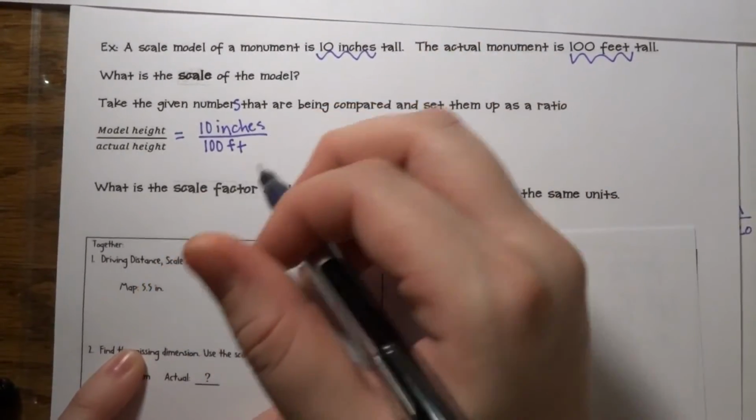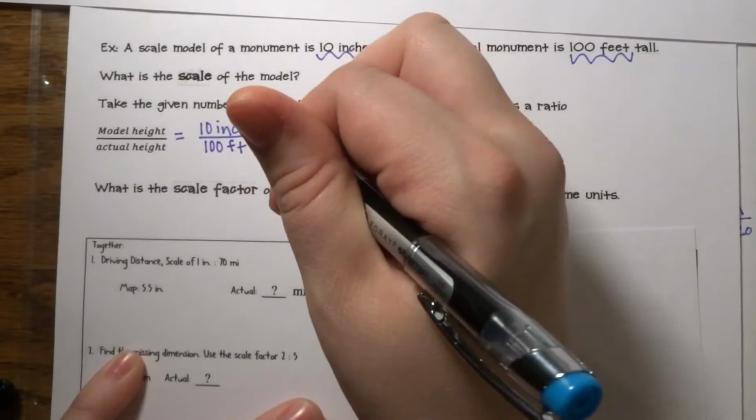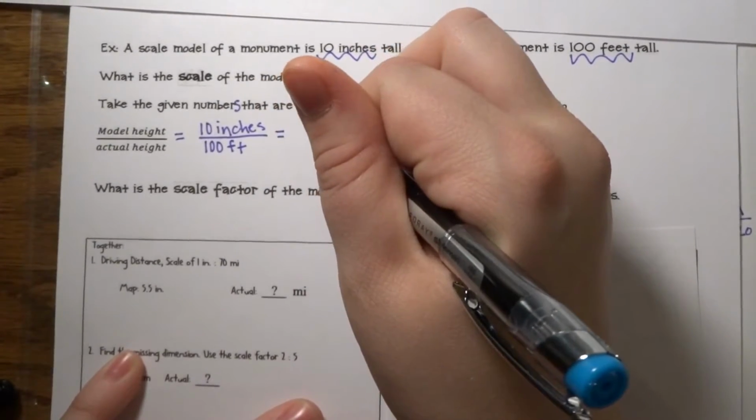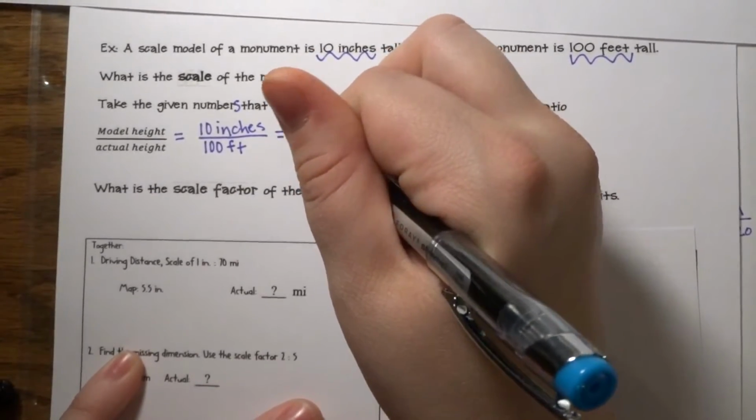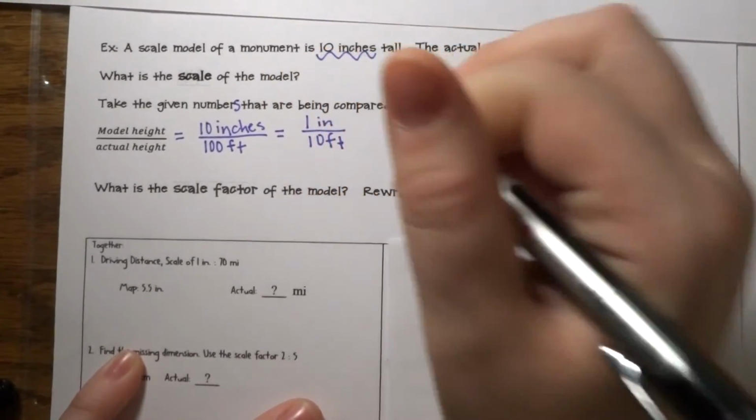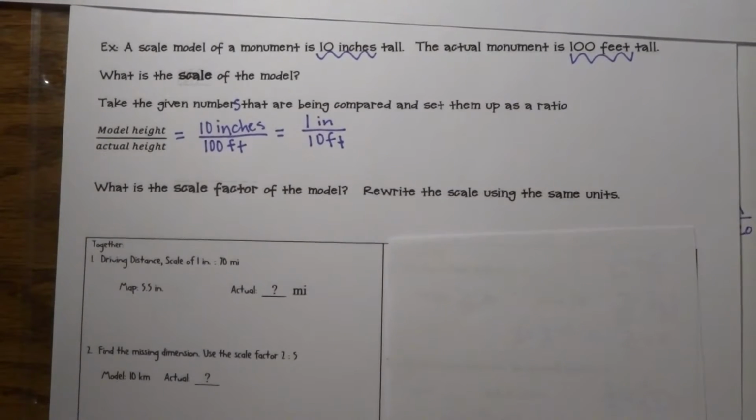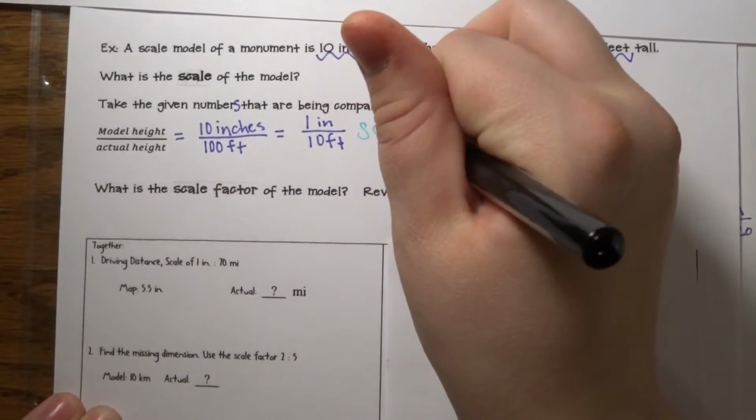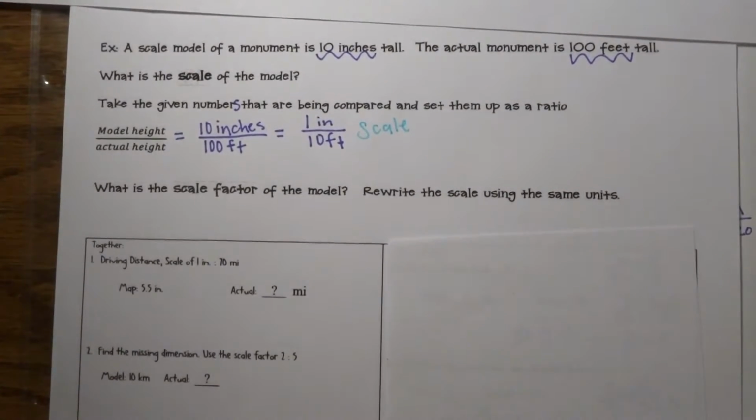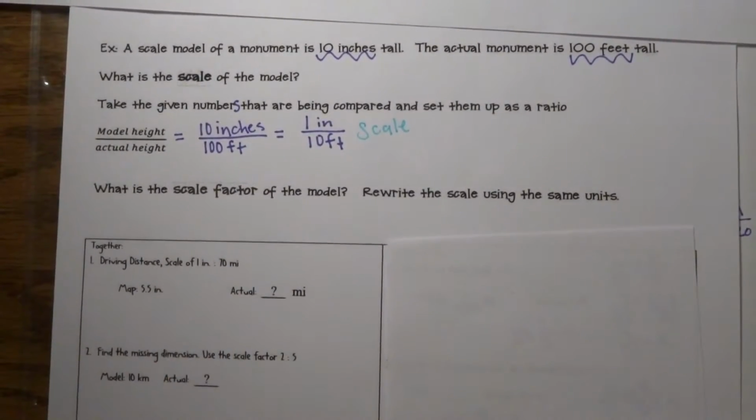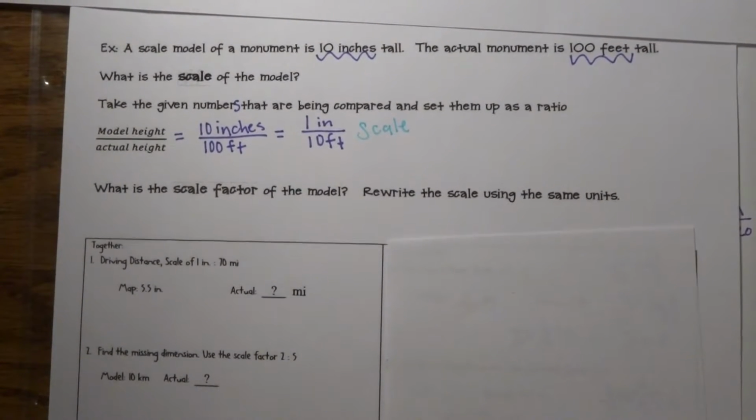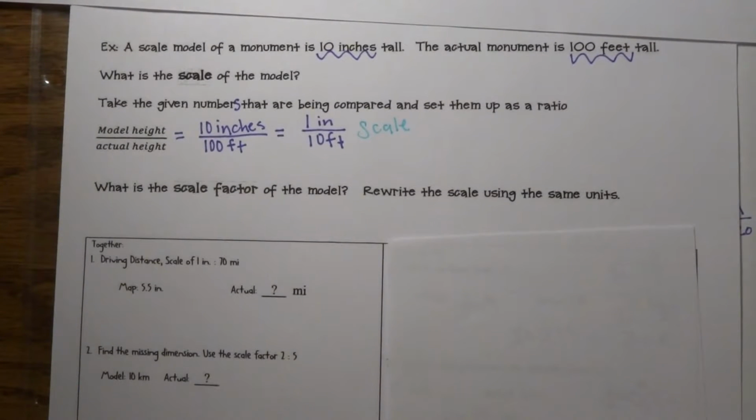Okay, so here's our scale. We now need to simplify it. So this can simplify to 1 inch over 10 feet. So this is our scale. Next, we want the scale factor. From your vocabulary, you should know that a scale factor is when a scale is written in the simplest form using the same units.